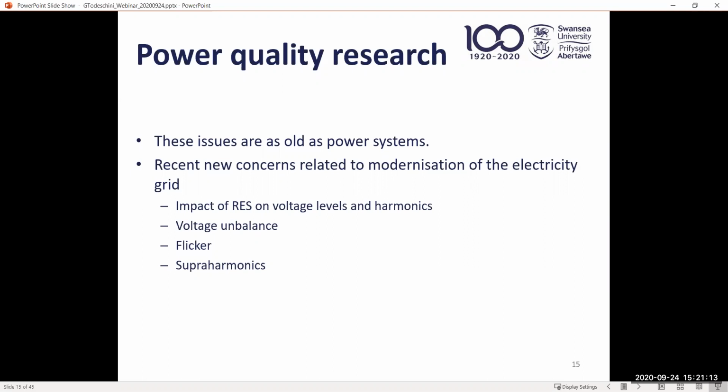Flicker is another concern. I'm not a big fan of this concept, but it comes up quite a lot when dealing with power quality research, so I just thought to mention it. And then there is a new trend in power quality that's related to superharmonics. Superharmonics are essentially harmonic currents with frequencies in the order of a few kilohertz. So while traditional power quality research or power quality standards limit the harmonic level of concern to the 50th order, superharmonics look into a much higher frequency range.